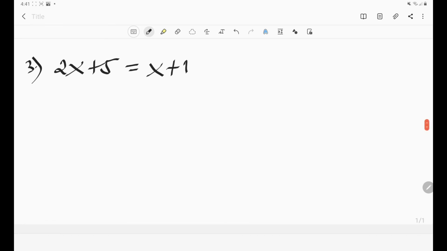Okay, next example. Let's say we have 2x plus 5 is equal to x plus 1. So what I'm going to do here is to arrange the terms of the equation such that the terms with variables will stay on one side of the equation while the constants will stay on the other side.